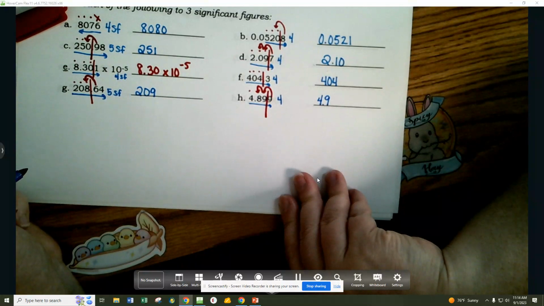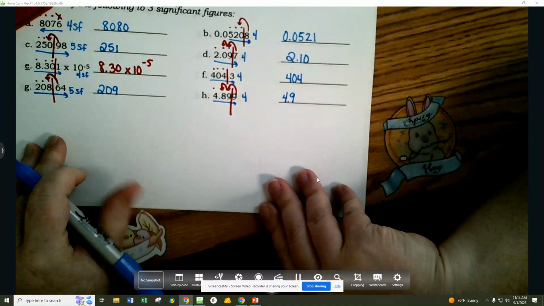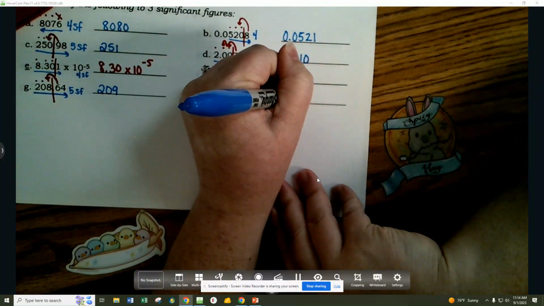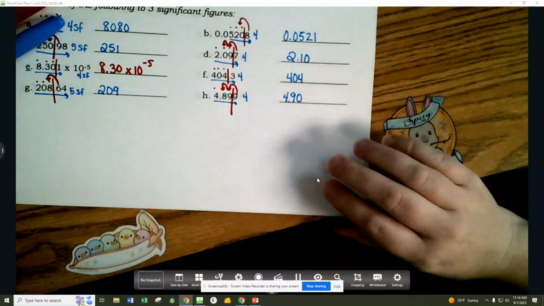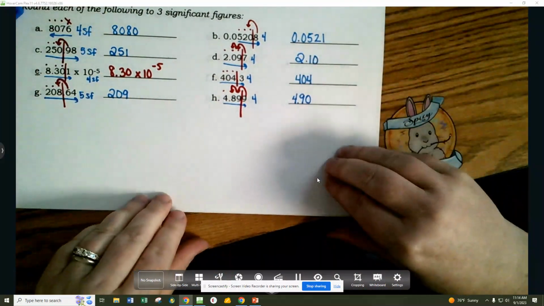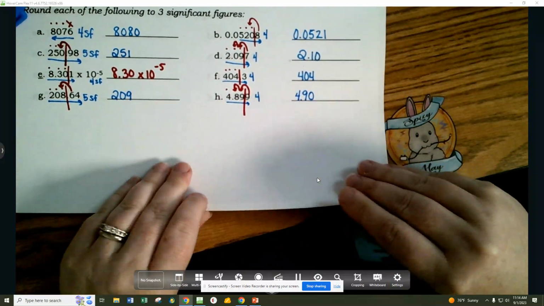4.9 has only 2 significant figures. We need to allow it to have 1 more sig fig. So because of this domino effect, what we end up reporting this as is 4.90, and that gives us 3 significant figures. So again, on any of these, you can go back through with the Atlantic Pacific rule and get your 3 sig figs. Okay.